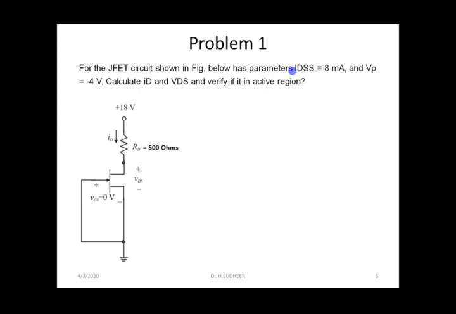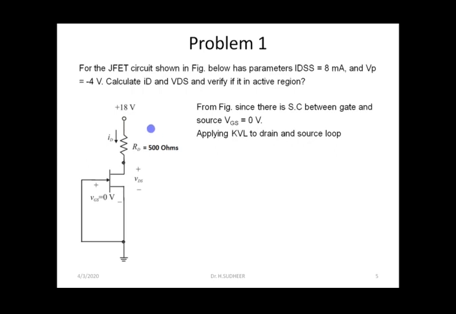So what are the given parameters? He has given drain to source saturated current is 8 milliamperes, so IDSS is 8 milliamperes. Pinch off voltage is minus 4 volts. He has asked to calculate ID and VDS and verify whether it is operating in active region. So there are two formulas for ID. One is based upon your circuit equation. The other formula is based upon assuming whether the JFET is operating in active region or ohmic region.